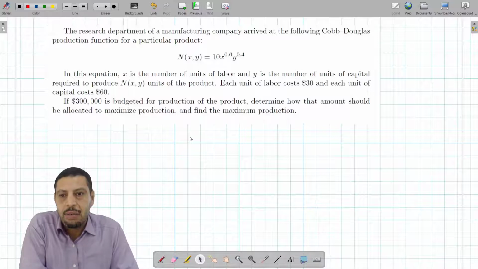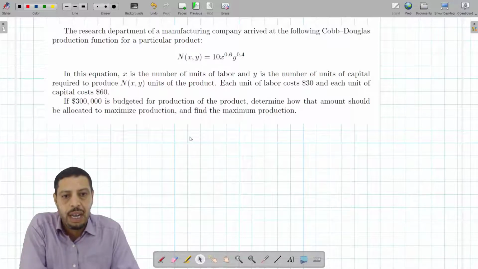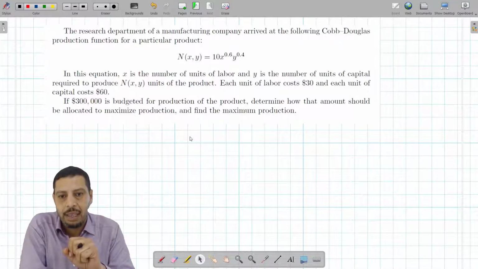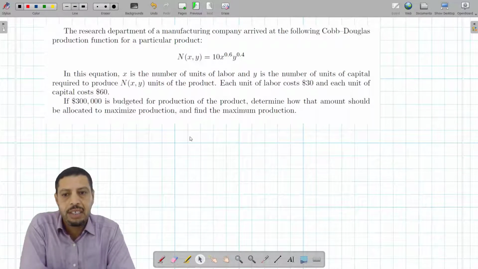So in this activity, we have that the research department of a manufacturing company arrived to the following Cobb-Douglas production function for a particular product. We have the function N of x and y equals 10 times x to the power of 0.6 times y to the power of 0.4. And in this equation, the x represents the number of units of labor and the y represents the number of units of capital required to produce N of x, y units of the product. So each unit of labor costs $30 and each unit of capital costs $60.